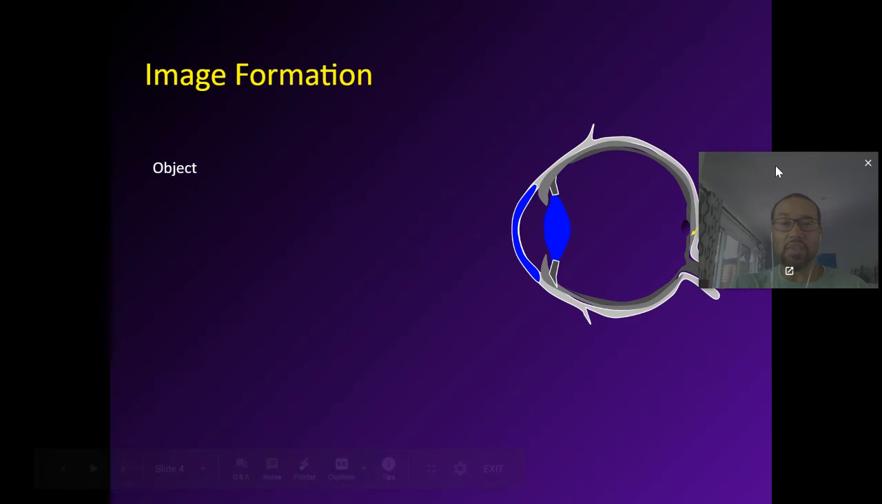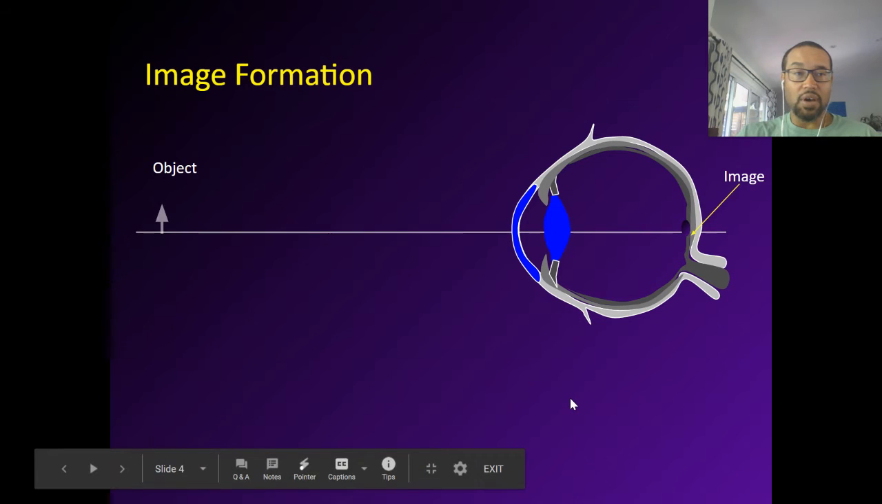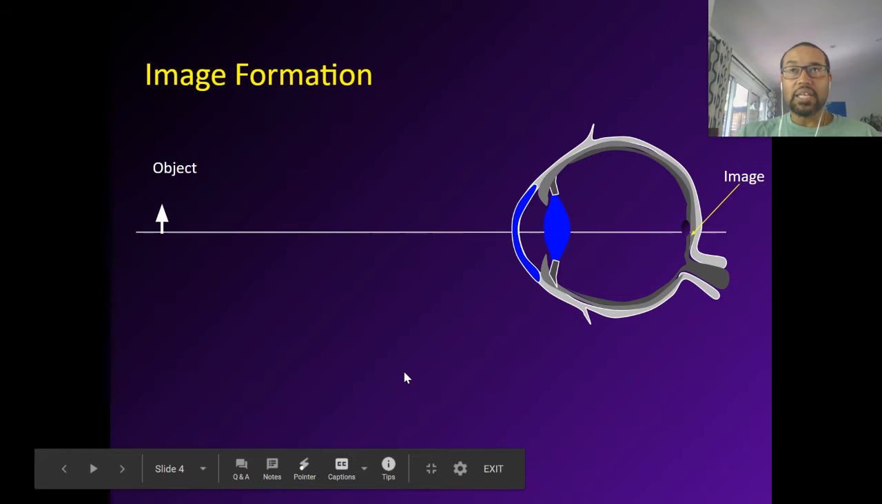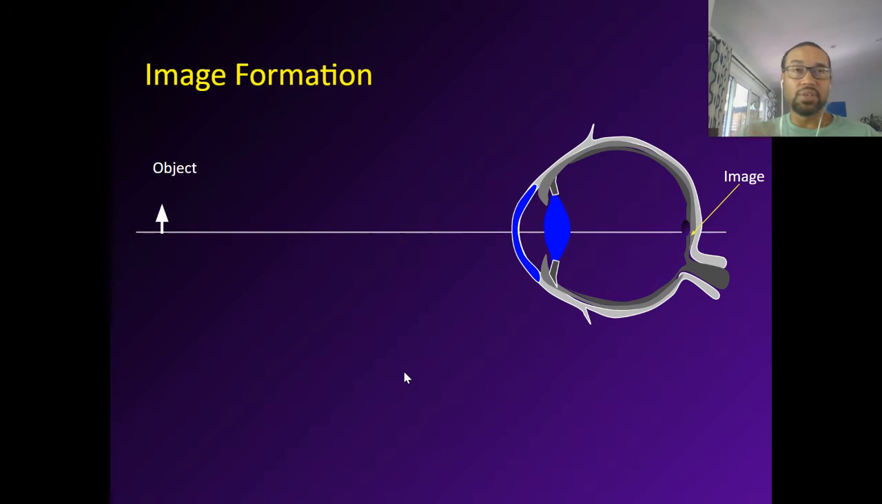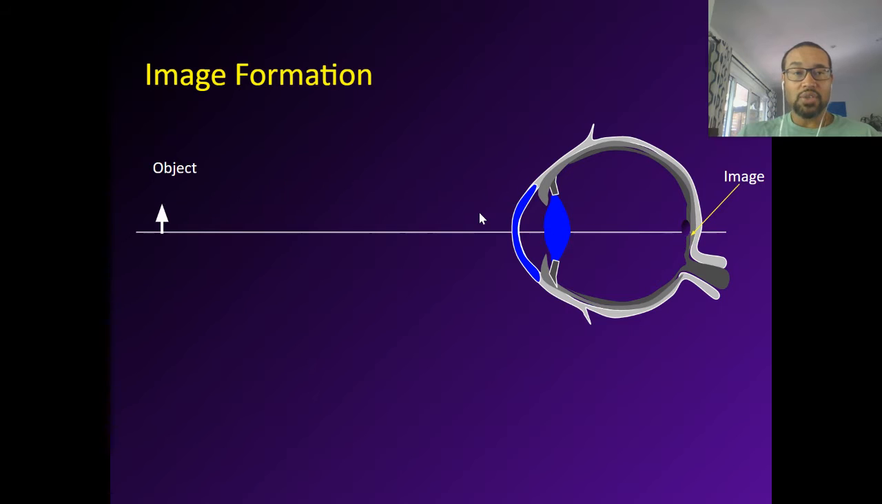So let's take a look at how that image is formed. If I have an object here, this arrow off in the distance, I'm going to get light reflected from street lights or the sun or whatever the case may be. It's going to be reflected from that object. Those light rays are going to hit the cornea, and the cornea will bend the light the most.